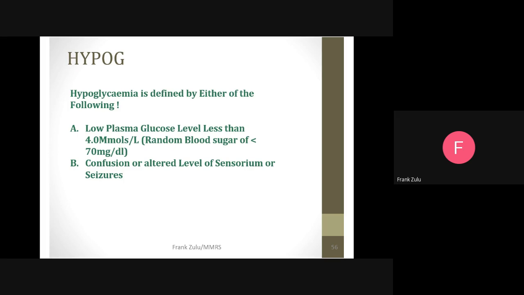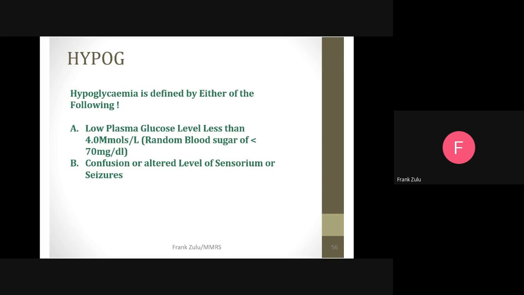I've added two values here. One is in millimoles, the other one is in milligrams per deciliter. There are times they'll give you a question in milligrams per deciliter, and there are times they'll give you a question in millimoles. It's easy to memorize the one in millimoles. And whenever you're given the one in milligrams, just convert your milligrams into millimoles. How do you do it? By dividing by 18, and then convert your deciliter to liter. Then you would have converted everything into millimoles.